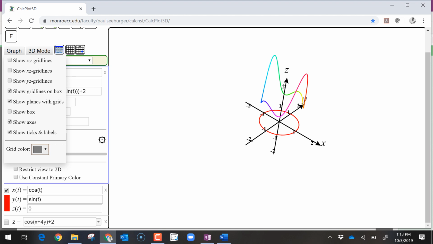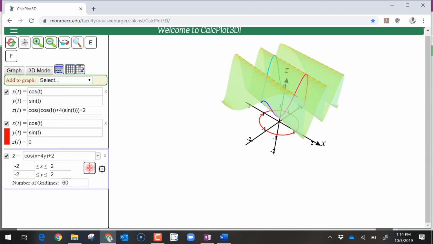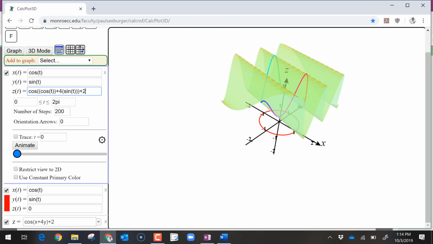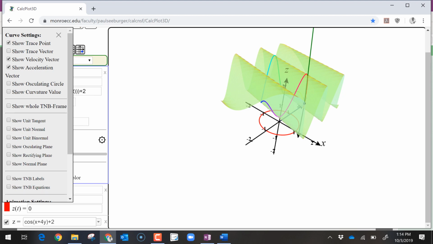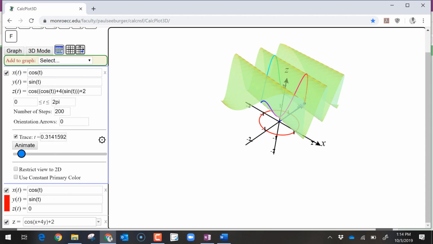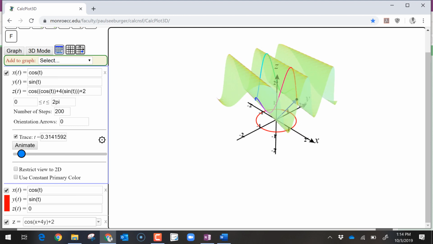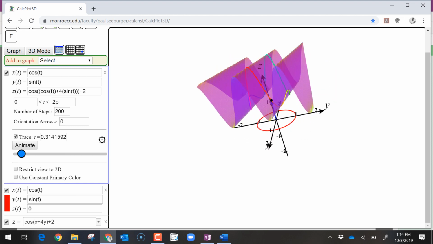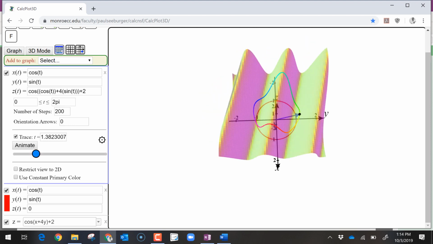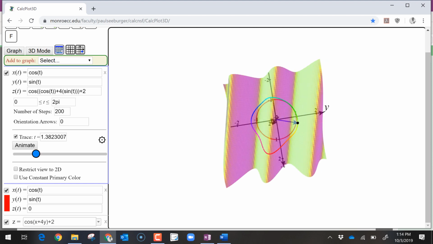So let's put the surface back, and let's actually do a trace of this function. Let's take the velocity and acceleration vectors out of it. But if you look at the trace, or how this function is being traced, it's just going to go around in a circle. Well, if we look at it from the top, it looks like it's just going to go around in a circle, right?